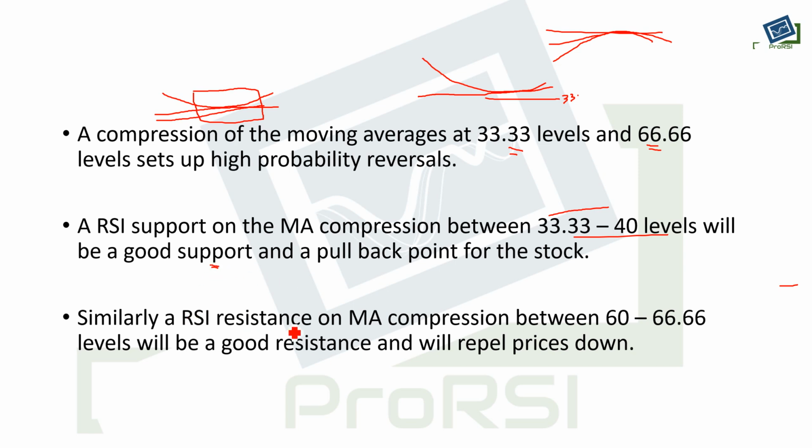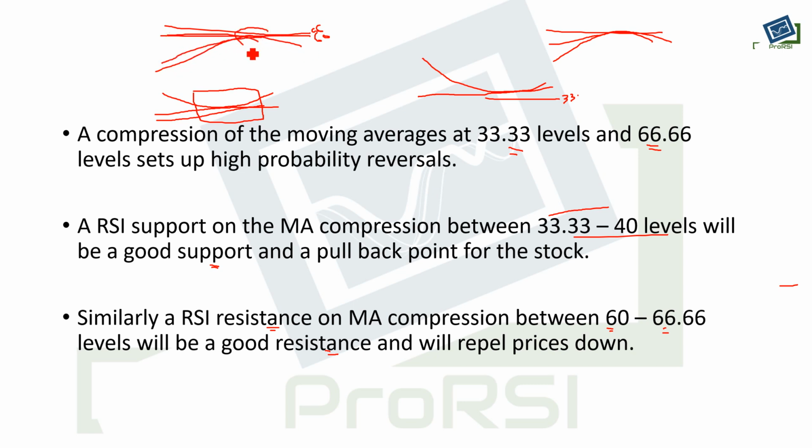Similarly, when we find RSI resisting between 60 and 66 levels and MAs are compressing there, right? So suppose this is the 66 levels, 60 and 66 levels basically. Just ignore the drawing please. And we have all the three lines compressing here, right?